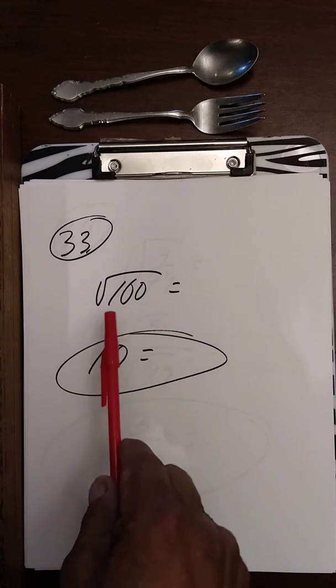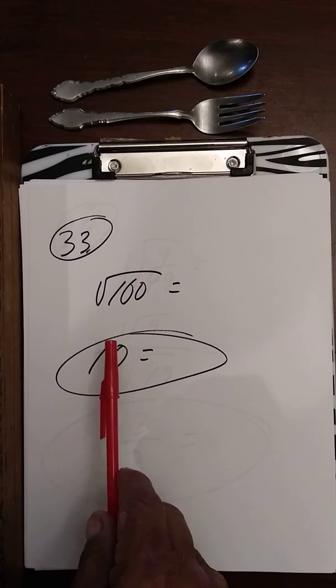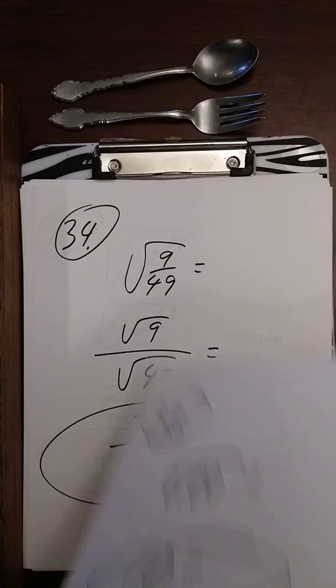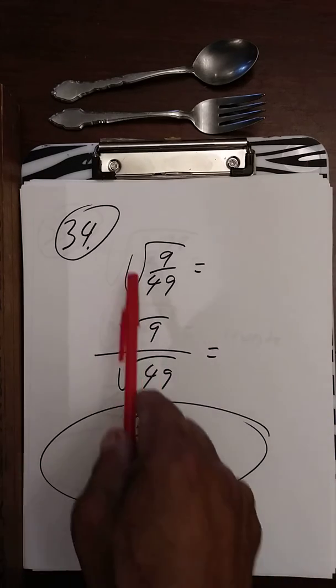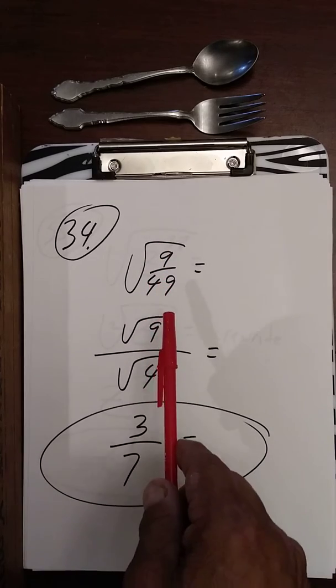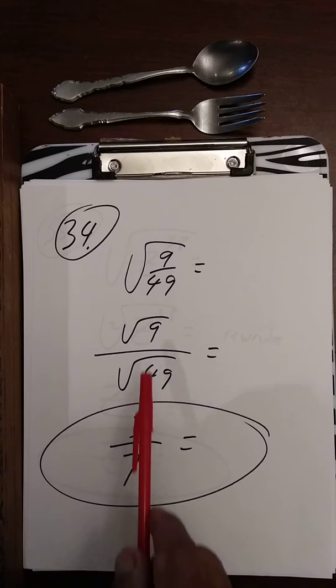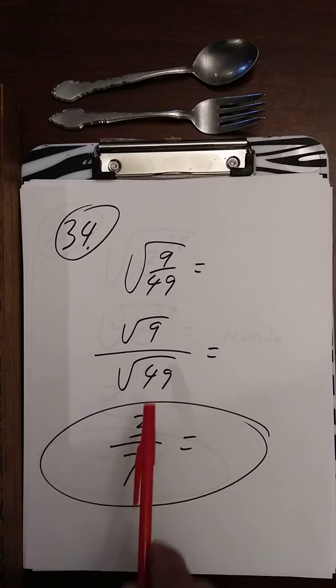Square root of 100. What number times itself gives you that? 10 times 10, so the answer is 10. Square root of a fraction, 9 over 49. Well, take the square root of the top, 9, and the square root of the bottom, 49, numerator, denominator. Square root of 9 is 3, square root of 49 is 7.